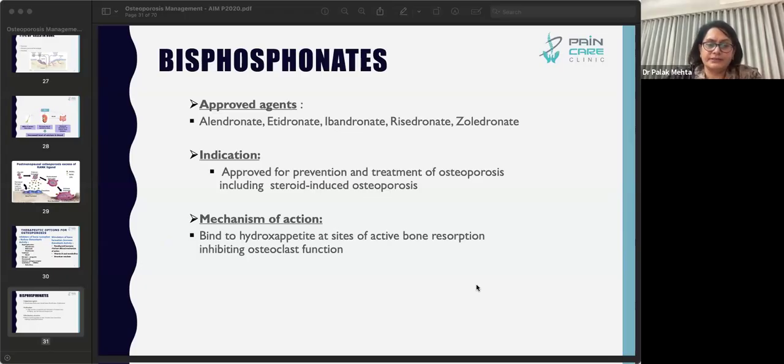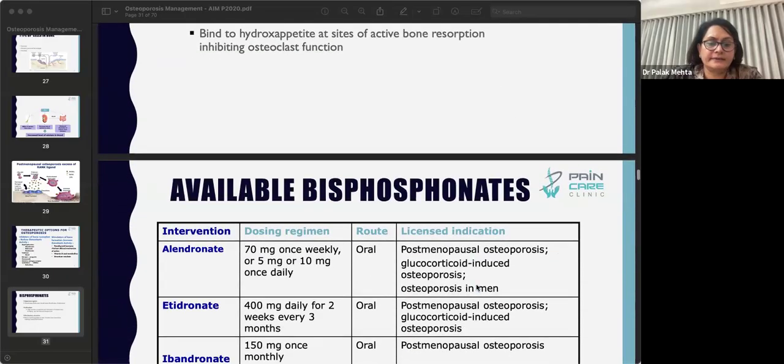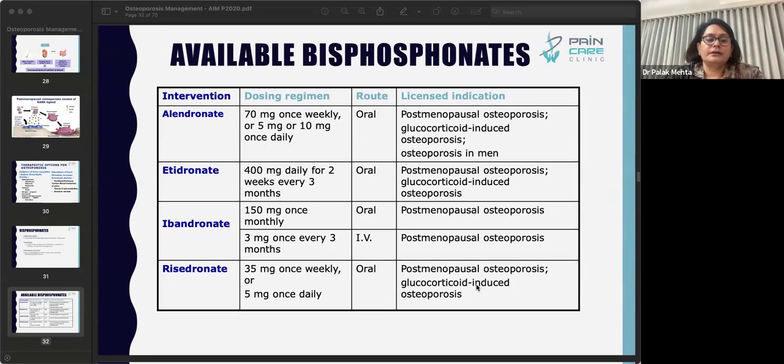They bind to the hydroxyapatite at sites of active bone resorption and inhibit osteoclast function. Next slide. So there are certain bisphosphonates which need to be taken once a month. Certain kits are available where 30 tablets are for calcium and 1 tablet is for bisphosphonate. Normally this bisphosphonate needs to be taken orally. After taking this oral bisphosphonate, we need to sit for around half an hour to 45 minutes.